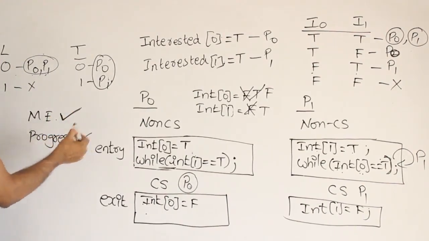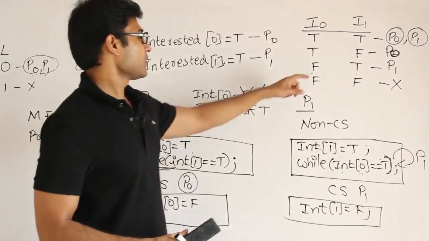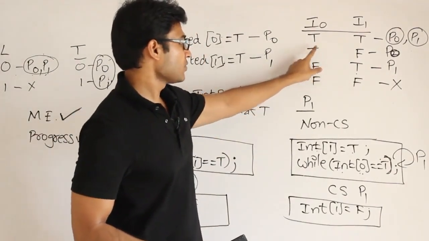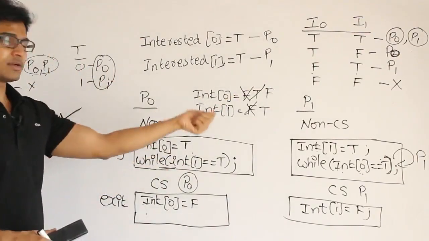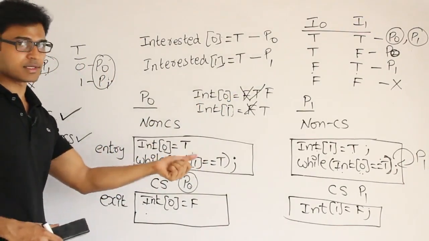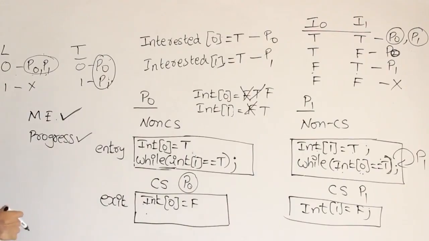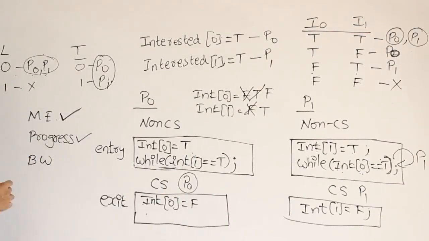Progress is guaranteed. The reason is, see, if one process is not interested, it can never stop the other process which is interested. Why? Because we are clearly checking if the other one is interested or not, isn't it? If the other one is not interested, it can never stop it. And then what about the next one? Bounded waiting. What is bounded waiting?